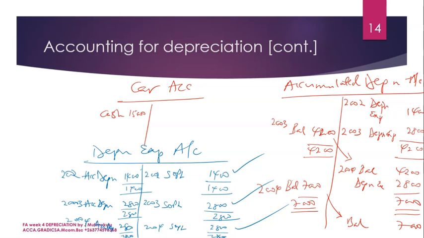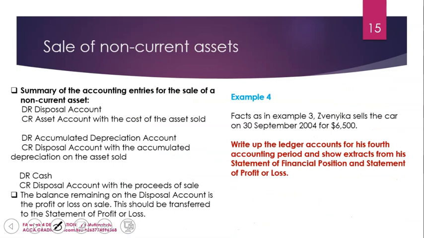Now, let us consider a situation when we sell an asset. Which accounting entries do we have to prepare when we sell a non-current asset? This summary is very important. Summary of the accounting entries whenever a sale of a non-current asset takes place. The first thing you have to do is debit the disposal account and credit the asset account with the cost of the asset sold.